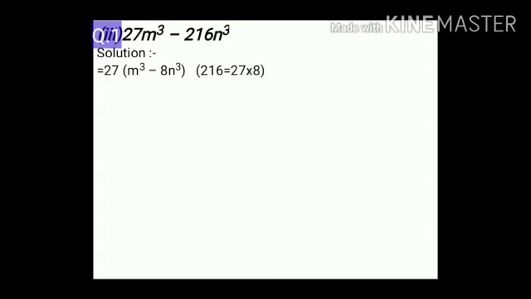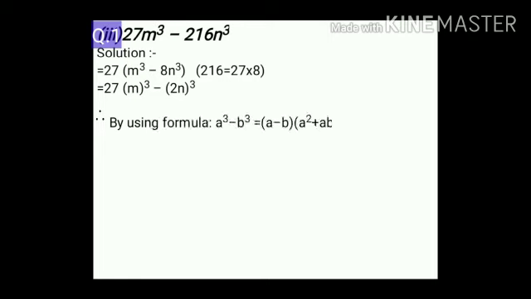Here children, 216 equal to 27 into 8. So that's why here we take 27 as the common. Equal to 27 m whole bracket raised to cube minus 2n whole bracket raised to cube. 8 is the cube of children 2. By using formula a cube minus b cube equal to a minus b, a square plus ab plus b square. 27 we keep as it is children common.